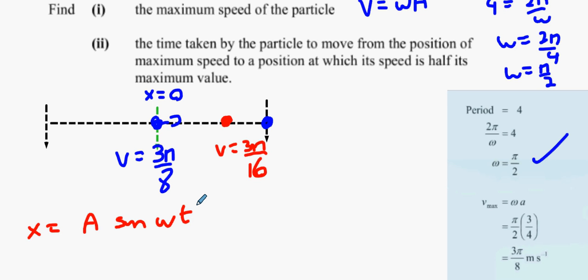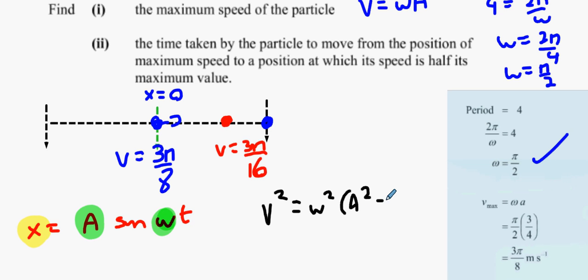Now, next thing is I could really do with an x value to work this equation. I have the a, I have the omega, the t is the source of the question, and the x value I don't know. So I need to write down another equation to figure out what the x value is. So I'm going to go for v squared equals omega squared a squared minus x squared. We cool with that? Okay.